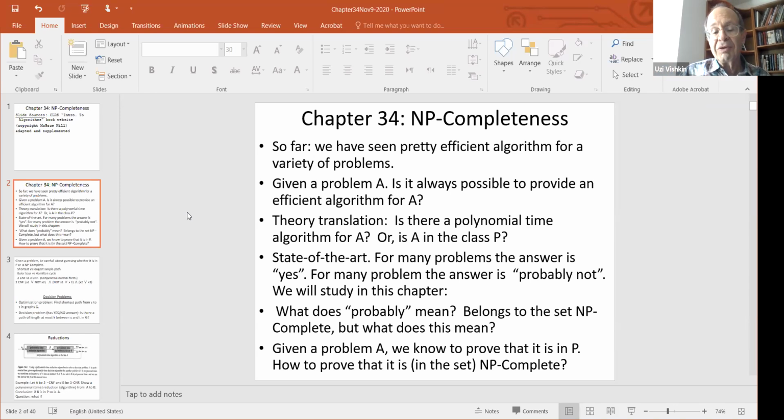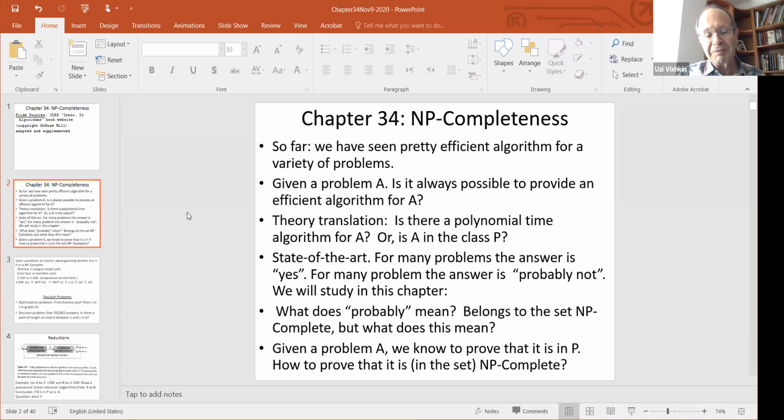Especially the probably, of course, here. This will be a big deal. So what does probably mean? We are going to define some complexity class. It will be the NP complete class. And by proving that a problem belongs in it, this will be a way to argue that it's probably not in P. So what is this class? How we are going to prove it is all part of this chapter.